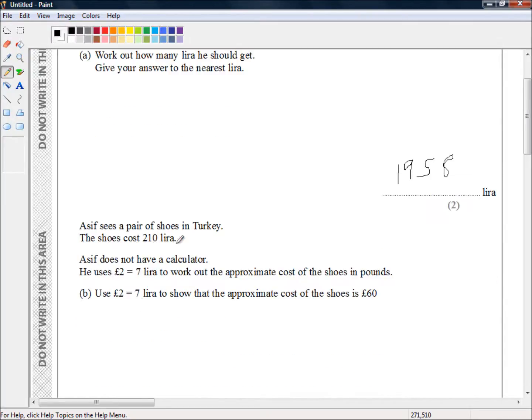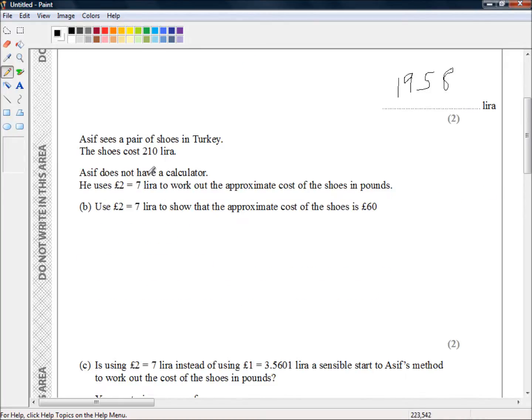Asif sees a pair of shoes in Turkey. The shoes cost 210 lira. Asif does not have a calculator. He uses £2 equals 7 lira to work out the approximate cost of the shoes in pounds. Use £2 equals 7 lira to show that the approximate cost of the shoes is £60.